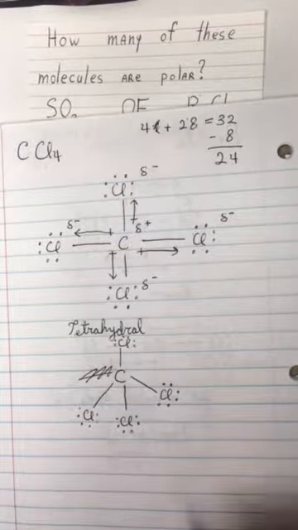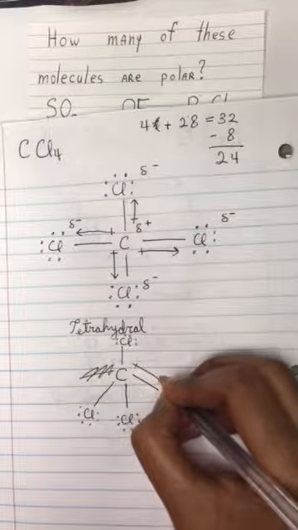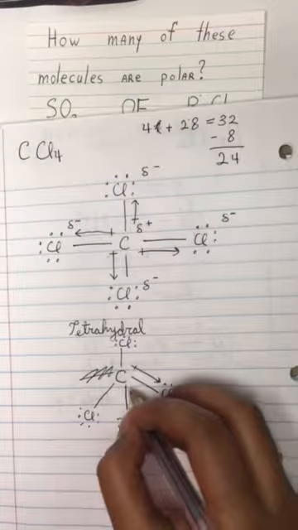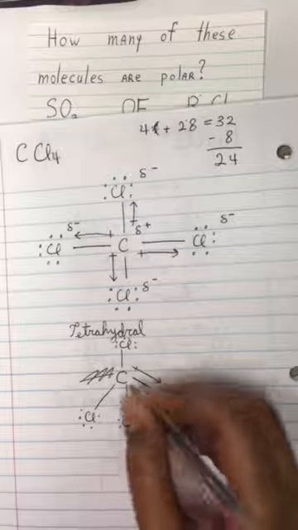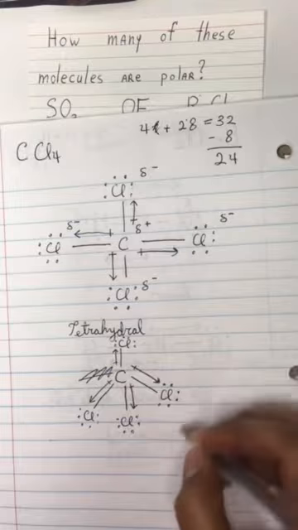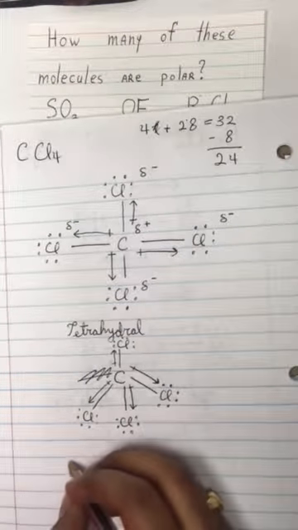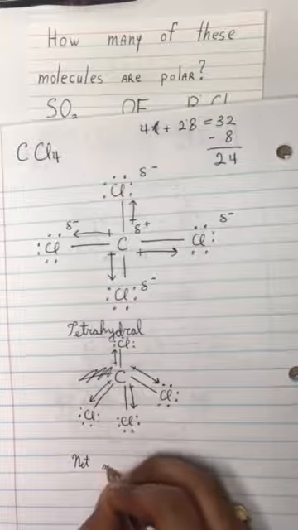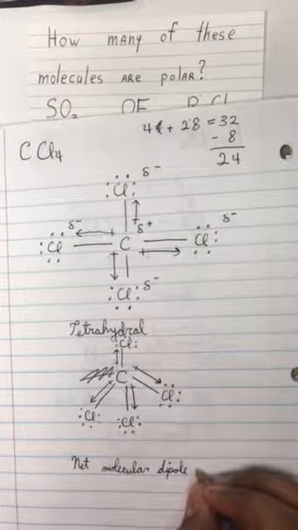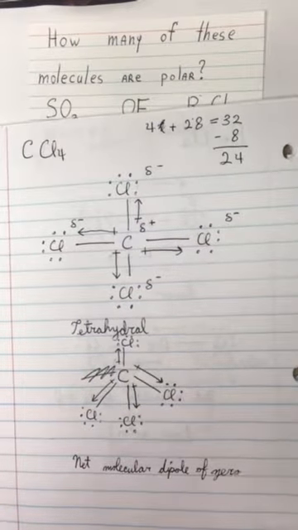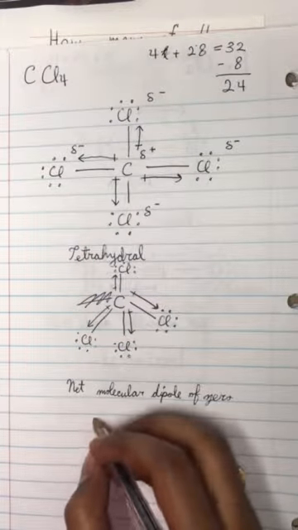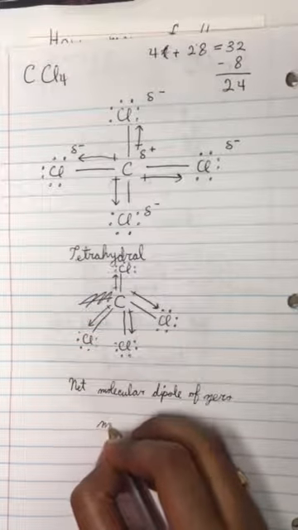Now we place the bond dipoles, and since there are no unpaired electrons, the bond dipoles for this molecule cancel out, which makes this molecule have a net molecular dipole of 0, and this means that the molecule carbon tetrachloride is nonpolar.